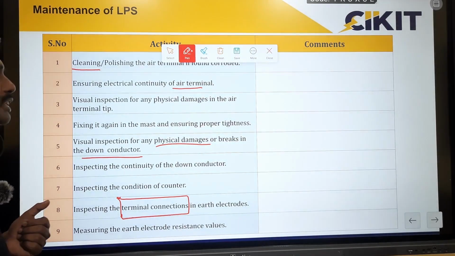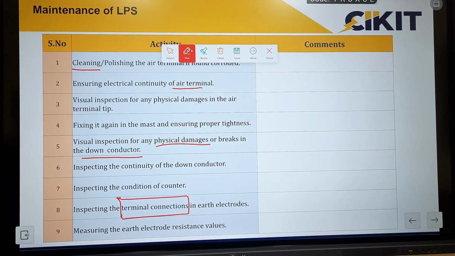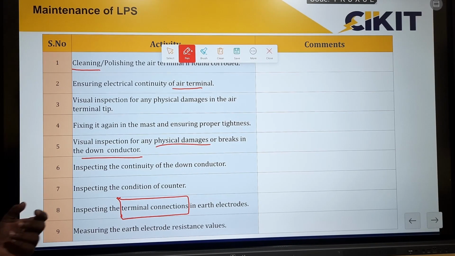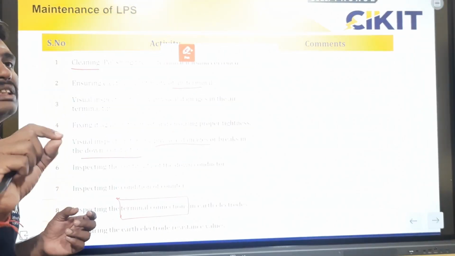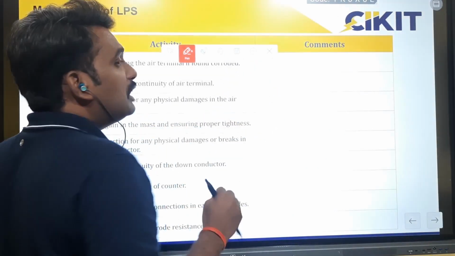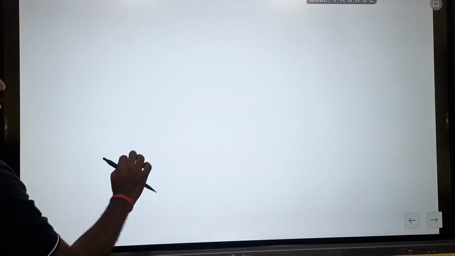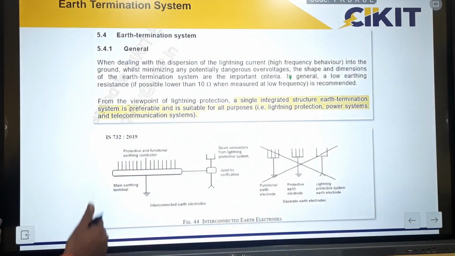And the earth electrode resistance value, the standard specifies that the termination system value should be less than 10 ohms. So they have not mentioned that the earth electrode resistance is less than 10 ohms. They have clearly mentioned that the earth termination system value should be less than 10 ohms. So here they have mentioned.